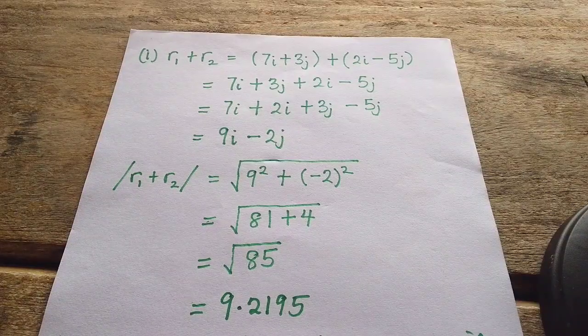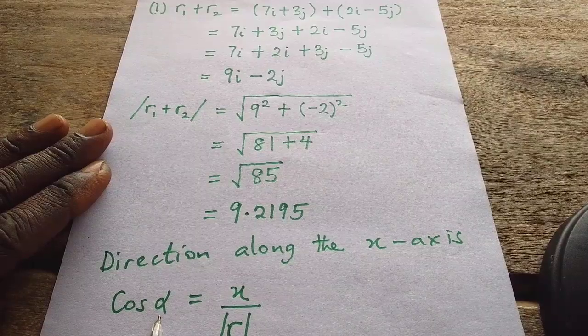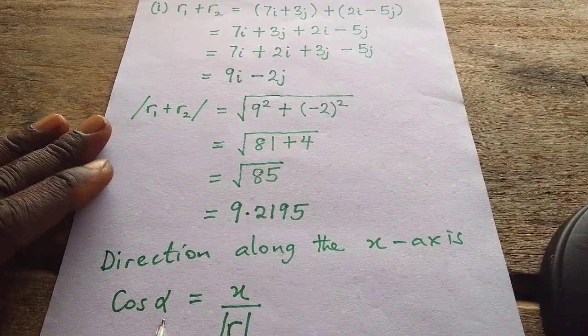Now we want to look for the direction cosines. On the x-axis, direction along the x-axis, we said that we use alpha to represent the direction along the x-axis.